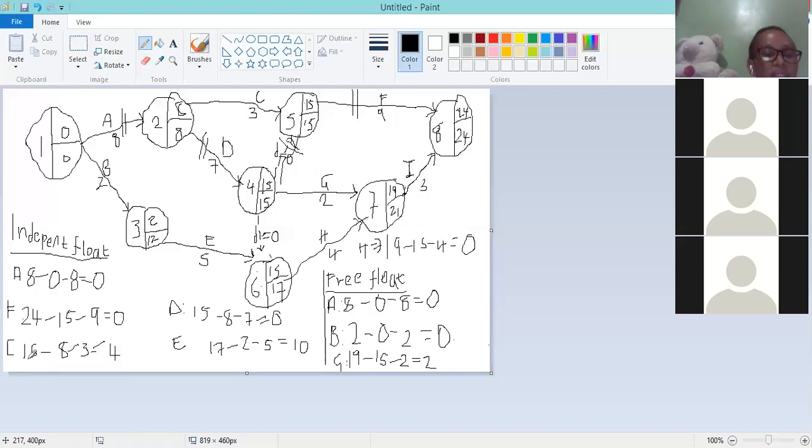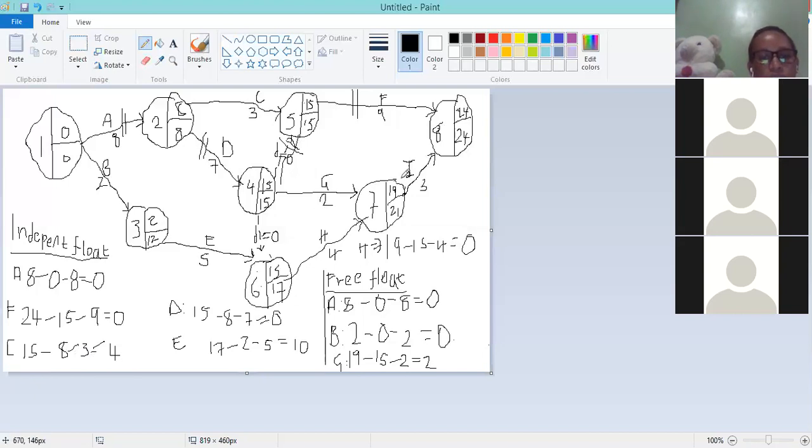So as you can see, C being an uncritical activity, it is not a must that its independent float be 0. If it turns out so, it's okay. But if it's something else, again, it is okay.